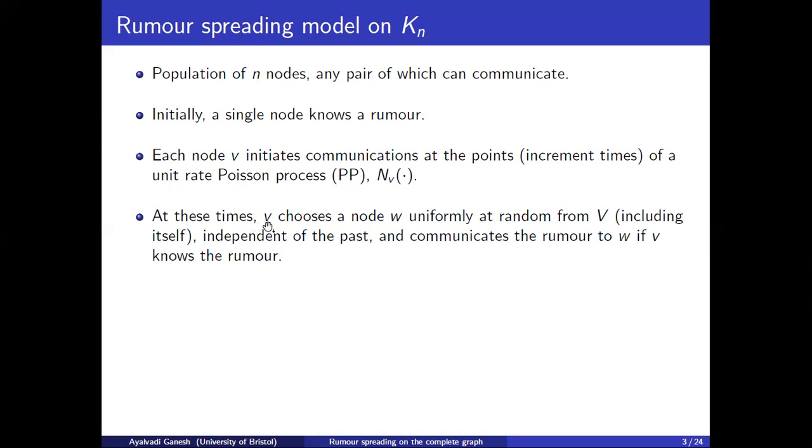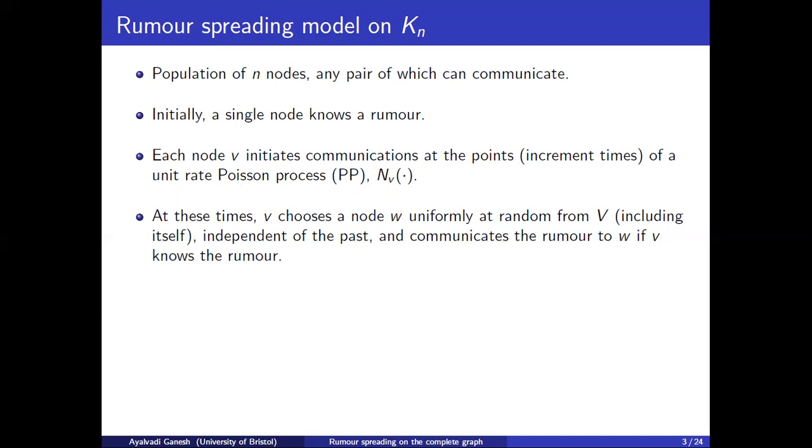Okay, and how does it do so? So when the alarm clock at vertex V rings, it wakes up and it chooses a node W uniformly at random from the vertex set. There's no preference. You are not more likely to spread the rumor to some friends than to others. You choose who to spread it to at random. Okay, and then you communicate the rumor to W if you know the rumor at that time. Just for convenience, I'm going to allow for the possibility of spreading the rumor to yourself. This is not important. This is just for notational convenience.